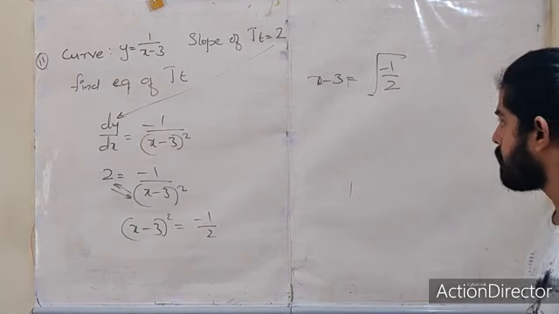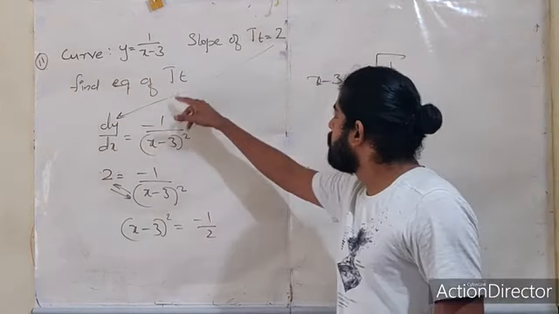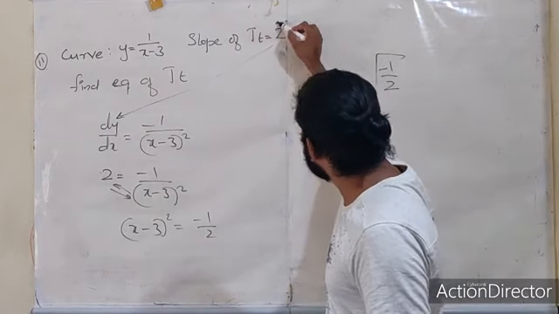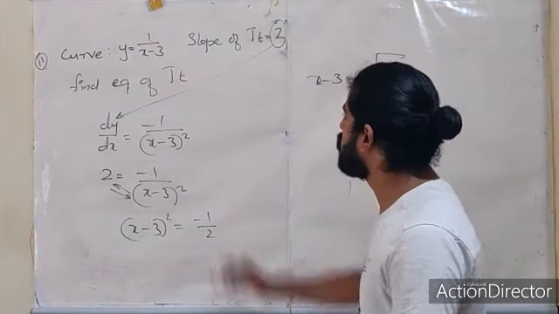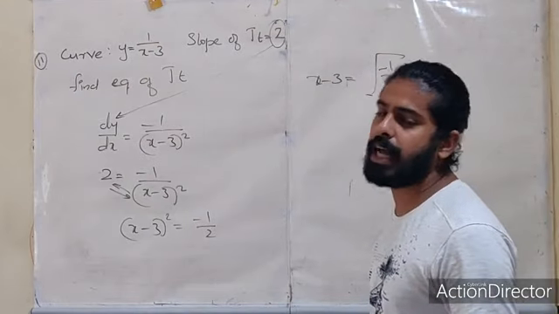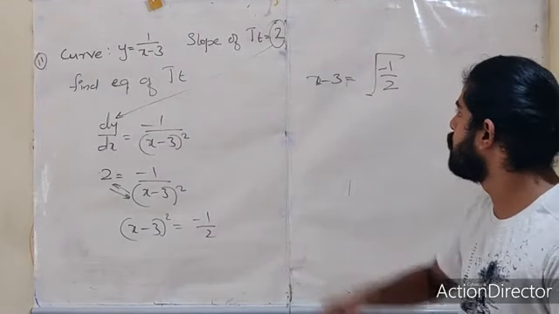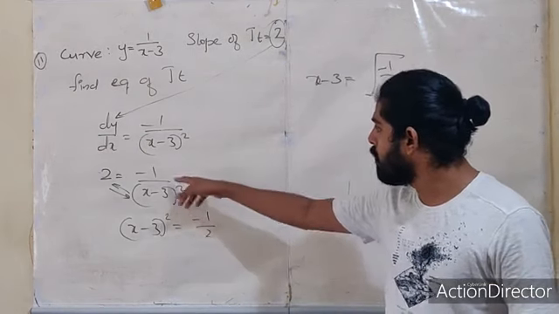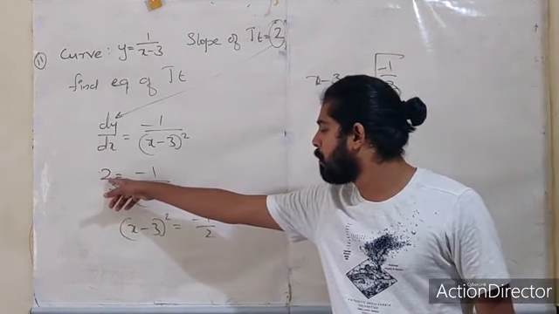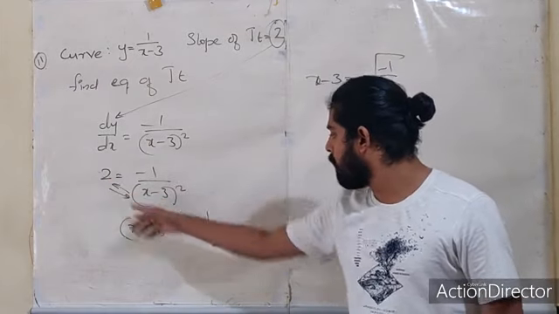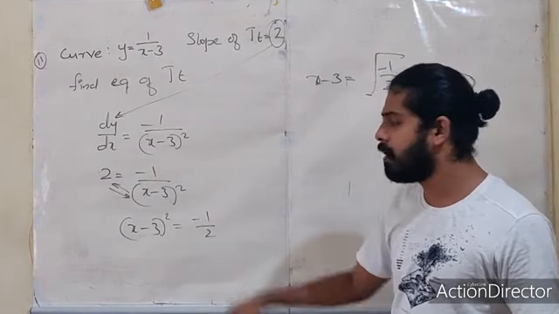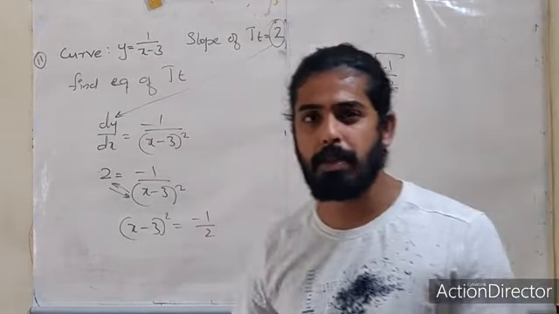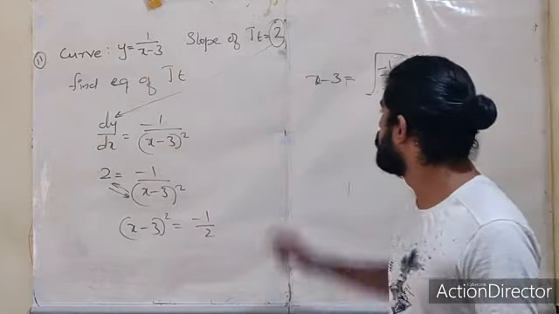That means a tangent with slope 2 is not possible to this curve. No tangent is possible with slope 2. In fact, no tangent is possible with a positive slope, not only the value 2. If here it is a negative value, both negatives will cancel and we can find the answer. So here no tangent is possible with the given slope 2.